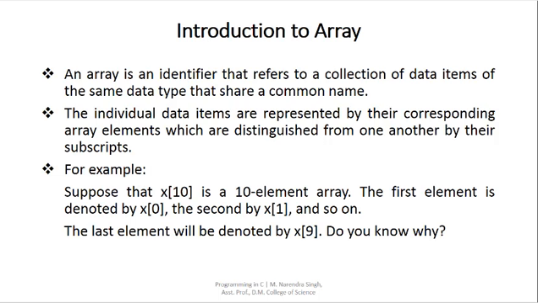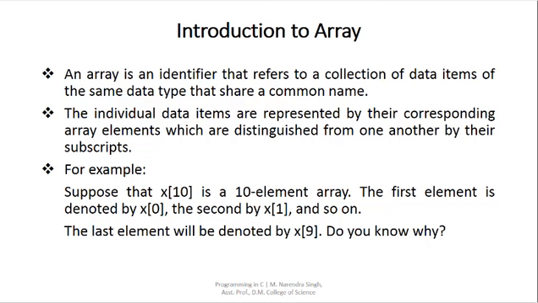Introduction to Array. An array is an identifier that refers to a collection of data items of the same data type that share a common name. All the data items of the array should be of the same data type. They all may be integer data type or character data type or floating point data type or double data type, and they should share a common name.